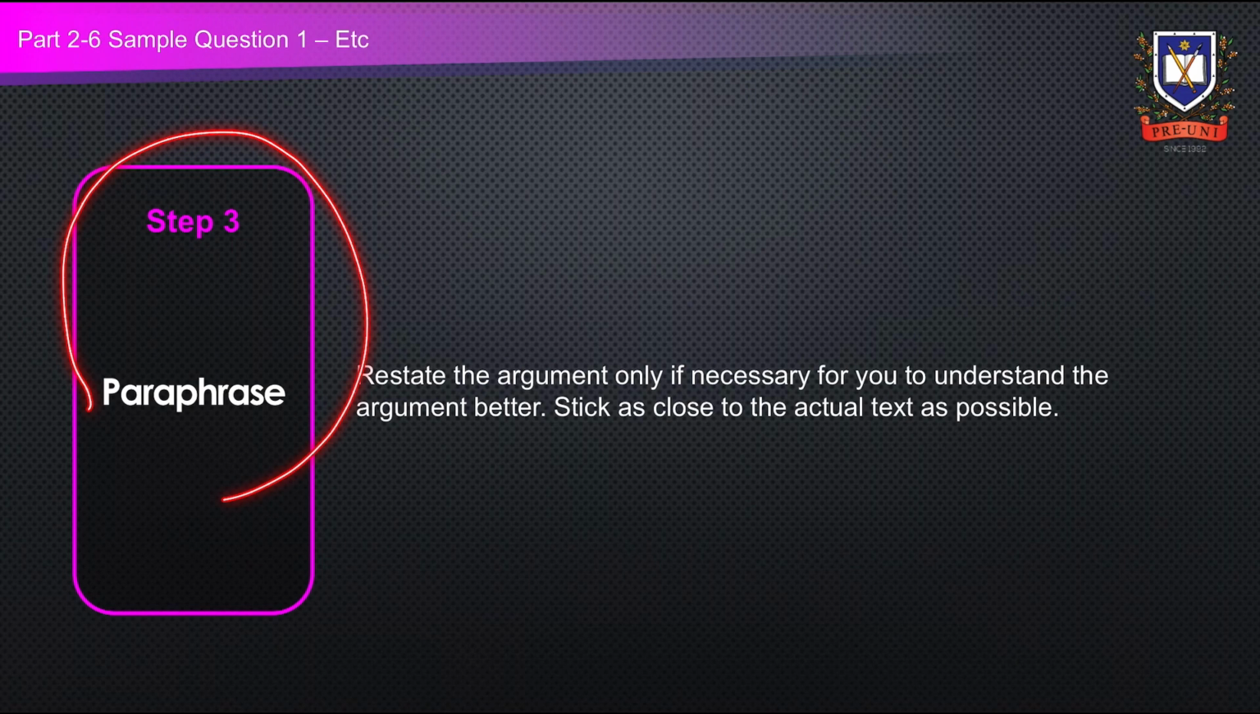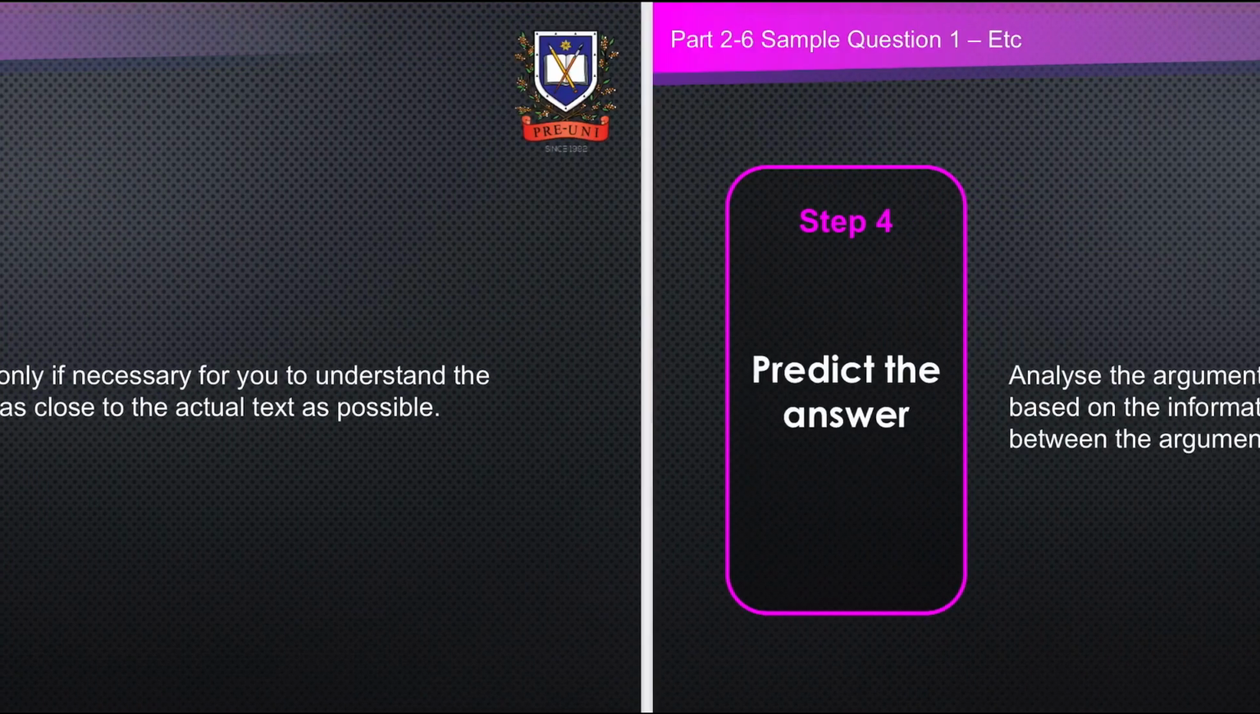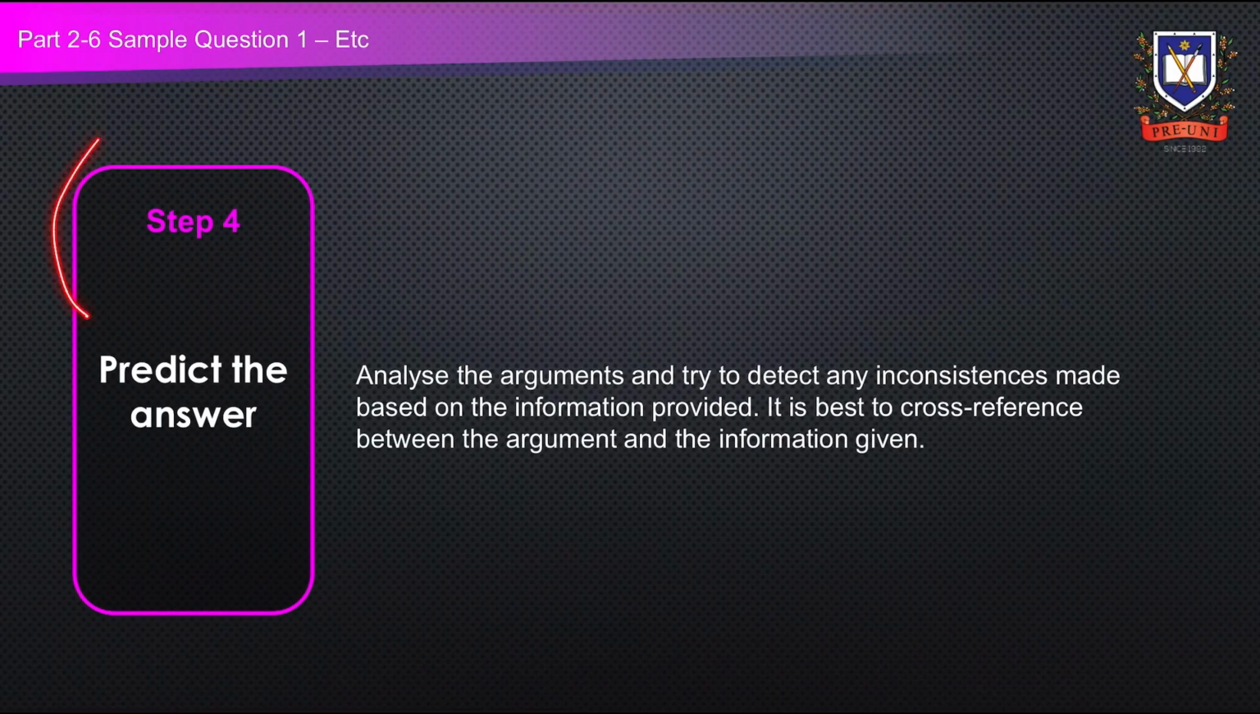Next, restate the argument only if necessary for you to understand the argument better. Stick as close as possible to the actual text, and in the case of hybrid reasoning questions, make sure not to change the numerical concepts. Step 4 is to predict the answer. Analyze the arguments and try to detect any inconsistencies made based on the information provided. It is best to cross-reference between the argument and the information given.